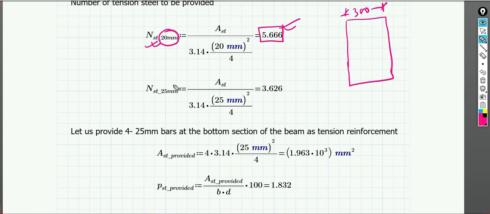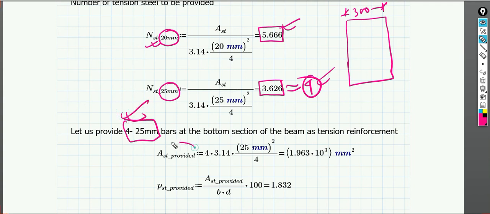So that is why let us change this 20 mm to 25 mm. Let's go to some higher diameter bars. Then we get around 3.6, sorry, 3.6 numbers. That means approximately 4 bars we have to provide. So let's see whether 4 bars we can provide here or not. For that, you have to find out the spacing. We will do that later on. So let us provide 4 numbers of 25 mm bar.